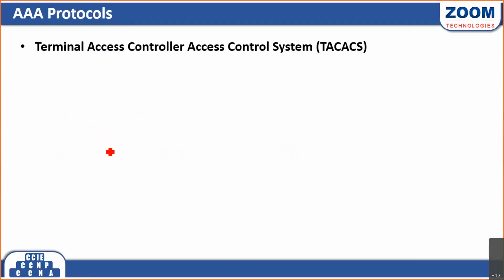Let's see, these AAA protocols are TACACS and RADIUS, two protocols. AAA is just a method. Terminal Access Controller Access-Control System, which is Cisco proprietary. Remote Authentication Dial-In User Service, which is open standard.